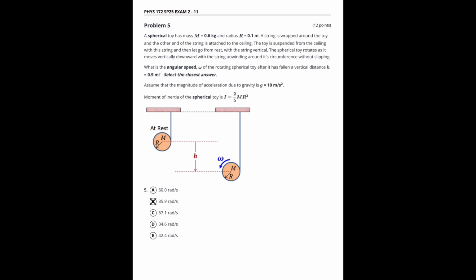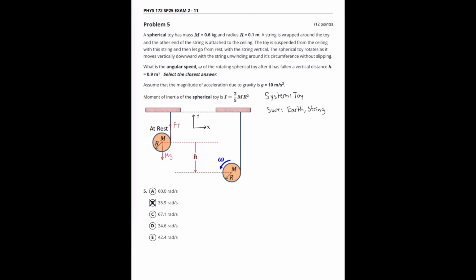So the first thing I'm going to do is identify our system and surroundings. Our system is our toy, and our surroundings is the earth due to gravity, and our string. So if we draw a free body diagram, we have from the center of mass, mg acting downward, and the force of tension acting upward, as shown here. And our coordinate system is positive x and positive y.